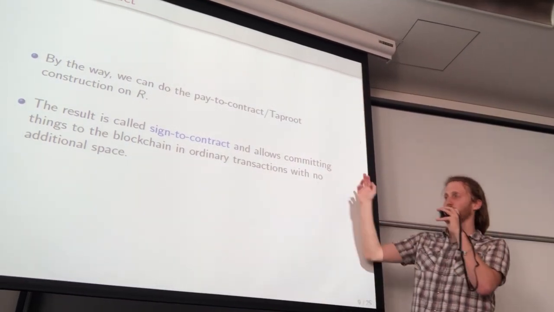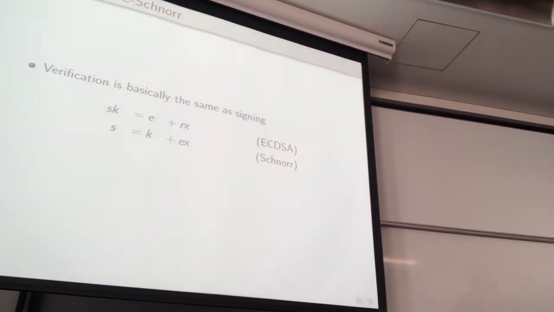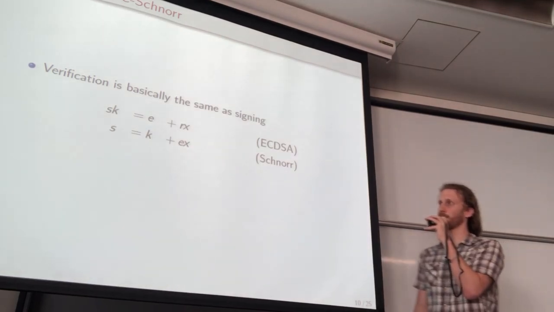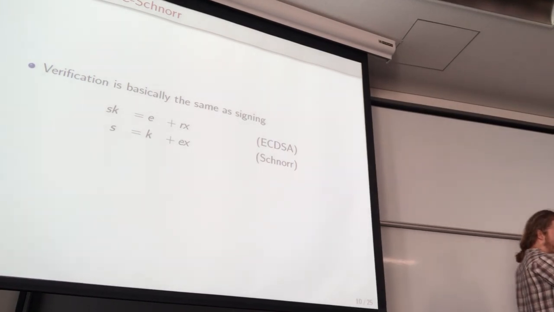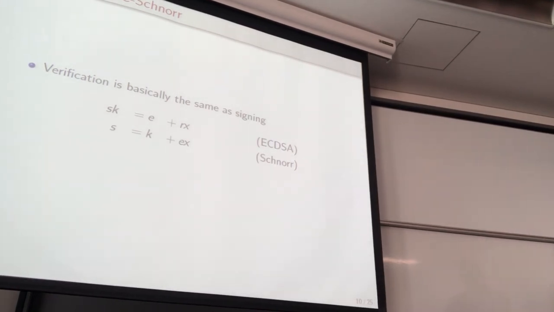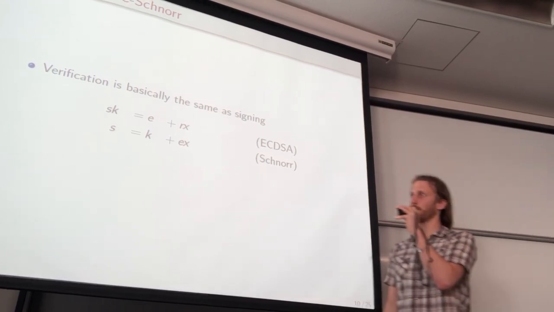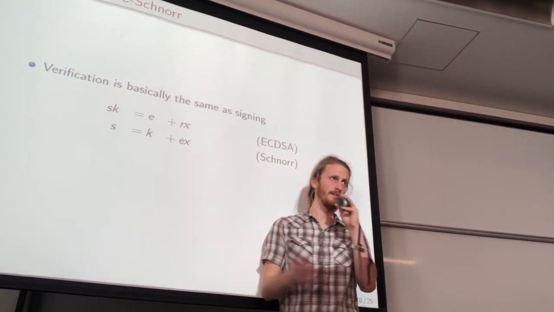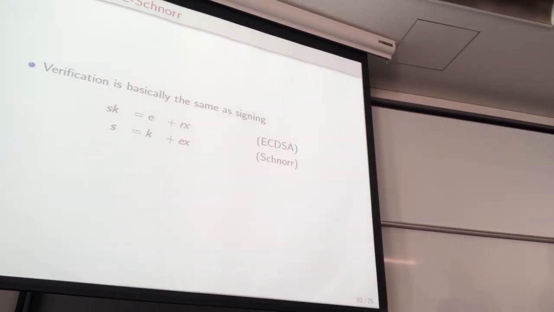So I lied, we will actually come back to it again when we talk about multi-signatures, but let me come back to signatures for a sec. So, verification. Here is the same equation that I just showed you a couple slides ago, ECDSA and Schnorr. If I give you values S and R that supposedly satisfy this, you can't actually verify it, because you don't know X, you don't know K. How can you verify this equation? How can you verify that it was computed correctly?